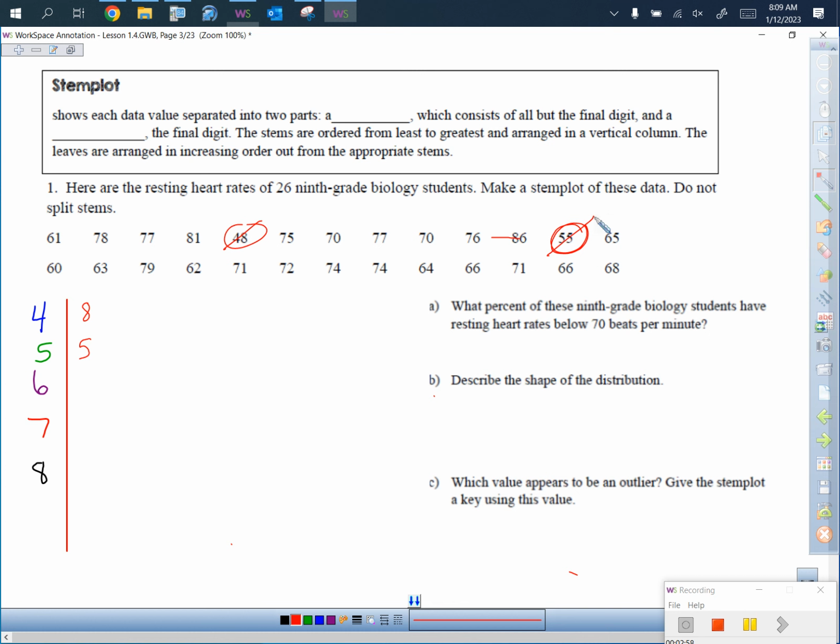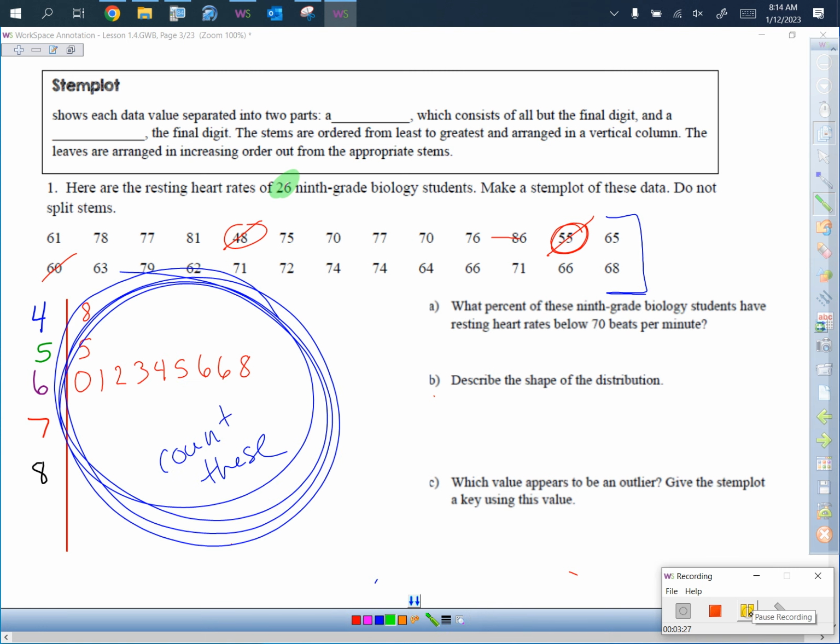Then go through your 60s. Is there a 60 straight up? Yeah, right here. All right, so I'm going to put a 0 right there for 60. And just keep going. Get them all. Why don't you pause the video and see what you can get. If you miss some here or there, that's why we'll do it in pencil and we can erase. The leaves have to be from smallest to largest.